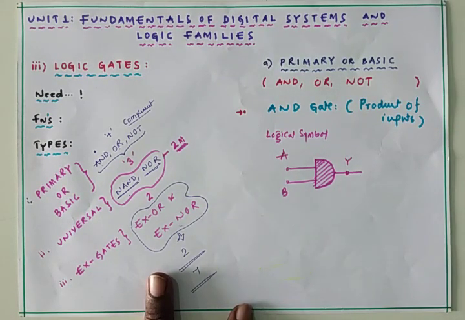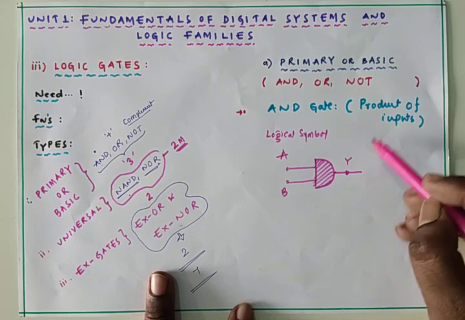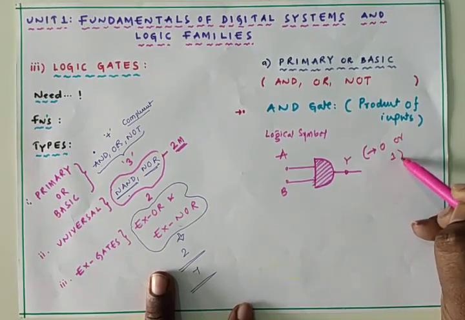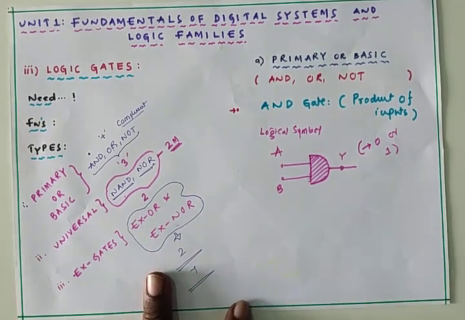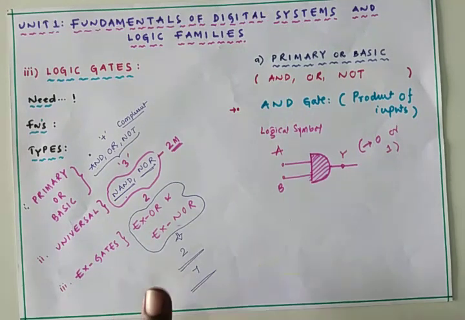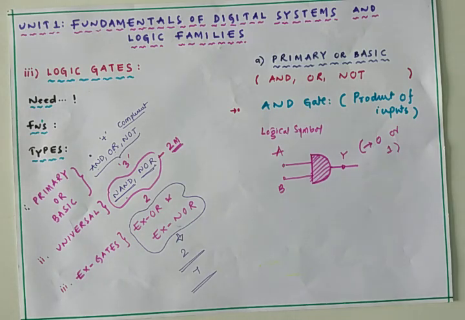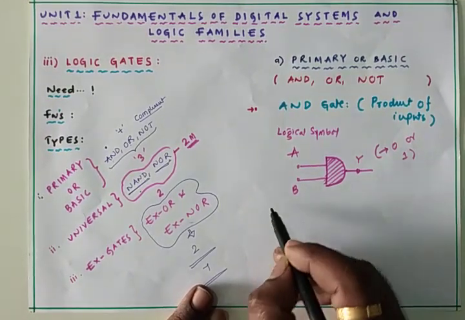Whatever the number of inputs for any logic gate, the output will always be driven by only one output line. That output may be either 0 or 1 only. Other than 0 and 1, we cannot get any other output. Then I am going with the truth table of this AND gate. The truth table gives the complete behavior for all the possible combinations of input signals.